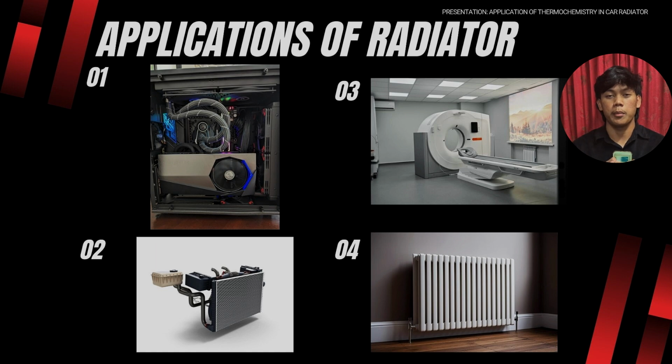Next, these are the applications of radiators. Firstly, we have radiators in CPUs to make sure the computer temperature is maintained. Next, we have radiators in car engines, heavy buildings and heavy machines. Thirdly, we have the medical industry. Radiators are used in MRI machines. Lastly, we have radiators used in residential buildings that have four seasons.